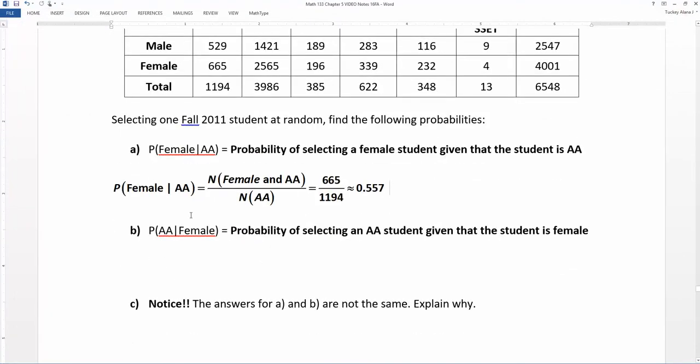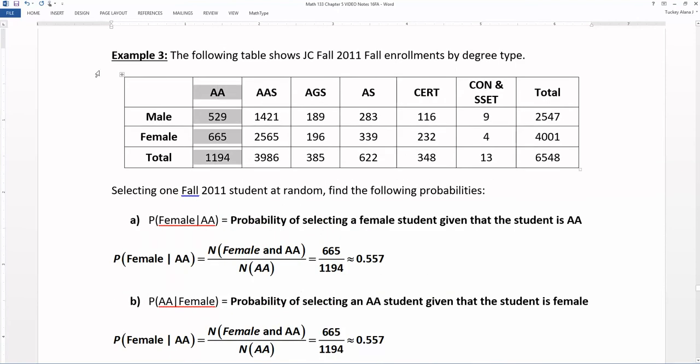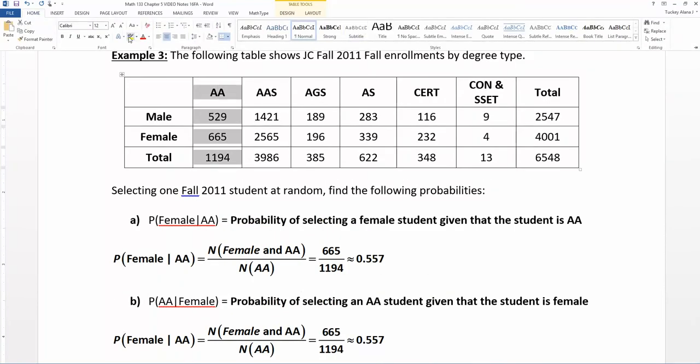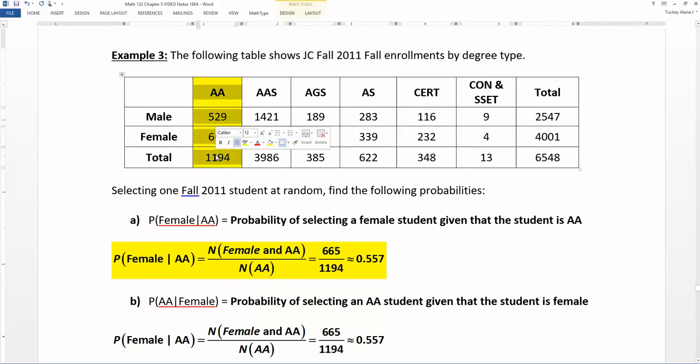Okay, now let's reverse it. So it's the same idea. It's still going to be female and AA in the numerator. But instead of looking at this column, which is what I did for this one, matter of fact, I will bold this for us. There, yellow. So this one is yellow, right? So we look at that column. We say, okay, given that you're in the AA column, there's 665 women in the AA column, so it's 665 over 1194.